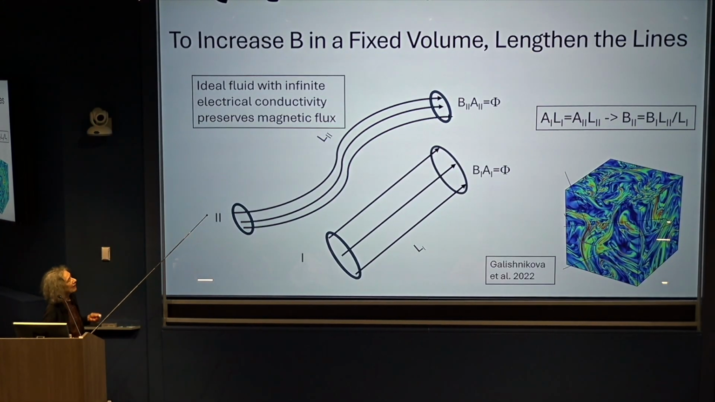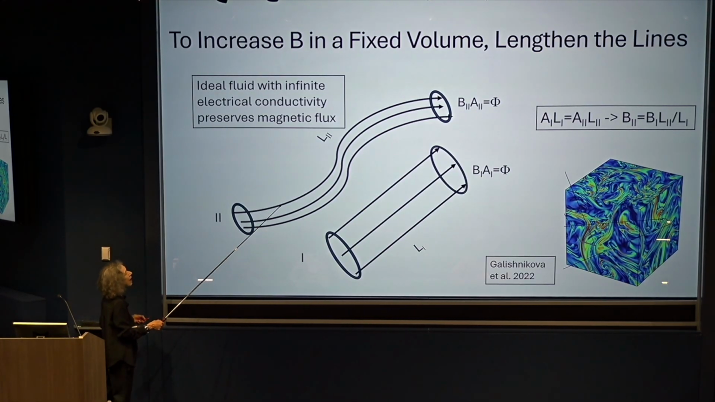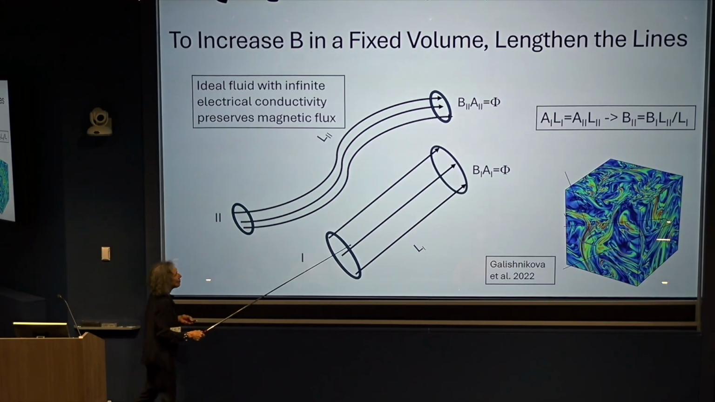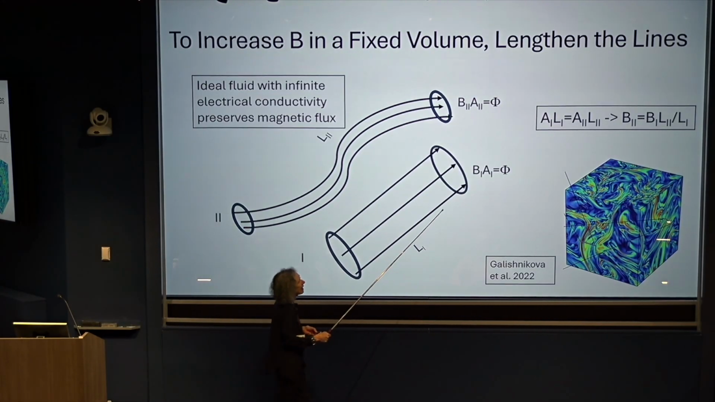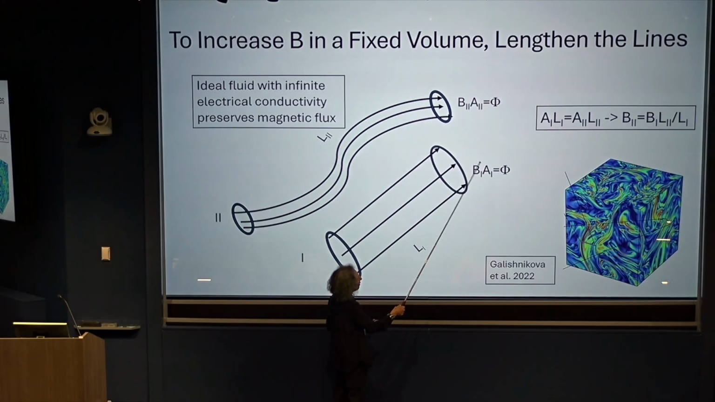So why is this such a hard problem? Well, if we have a relatively fixed volume of plasma, and we want to increase the magnetic field, the way to do that is to lengthen the lines. So go from this cylinder to this cylinder. To really build up the field by a large factor in a finite volume, you really have to distort them.